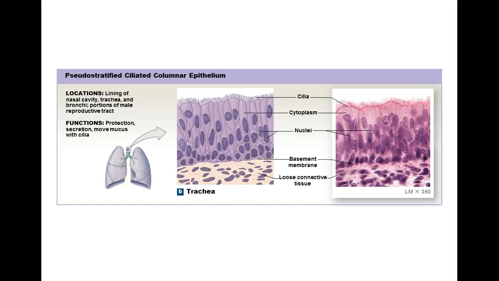And that coordination, by the way, is because you have gap junctions. You have gap junctions between these cells that allow ions to pass from cell to cell, and those ions dictate the movement of the cilia. Protection, secretion, to move mucus along and try to eliminate or get out larger bits of pathogens from the body.